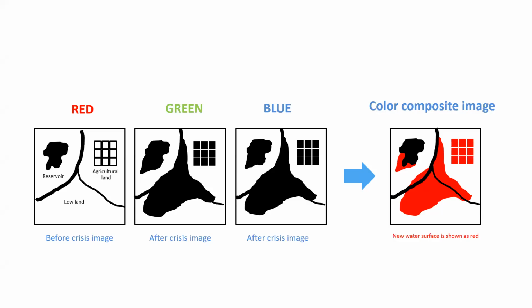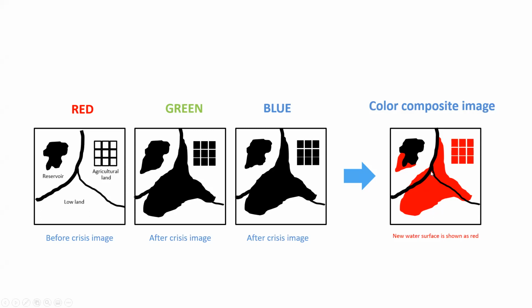As I mentioned, we use two satellite images, before the crisis and after the crisis. We put the before-crisis image in the red channel, and the after-crisis image in the green and blue channels to make a color composite image. In the result we got here, all the red color represents the new water surface.